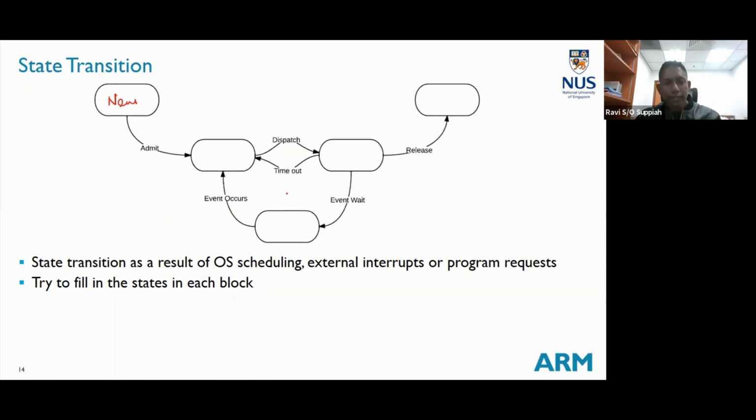When I create a task, it gets admitted into the system. That means the OS now sees this task. Now, when the OS starts to see this task, the very first time you have created it, by default it will always go into this state called ready state. So what is ready state?